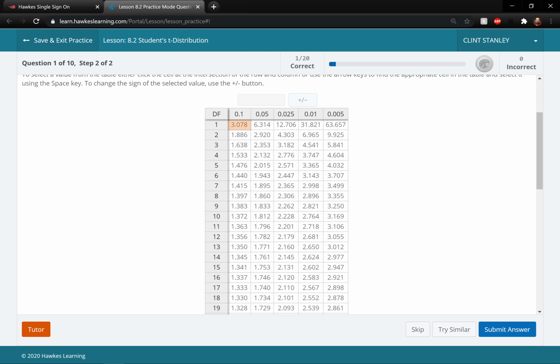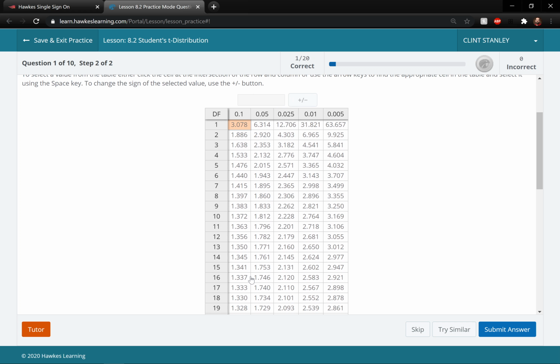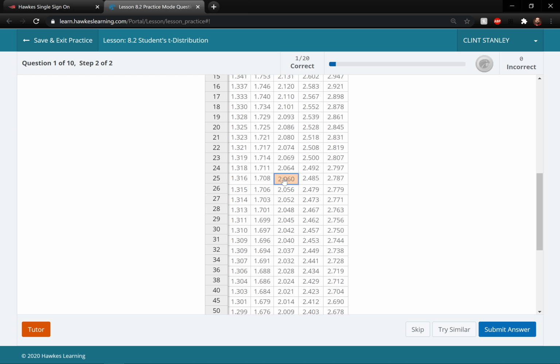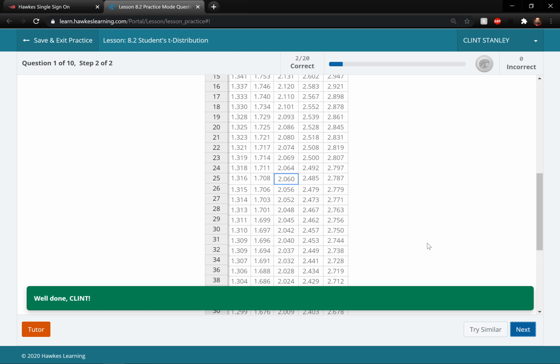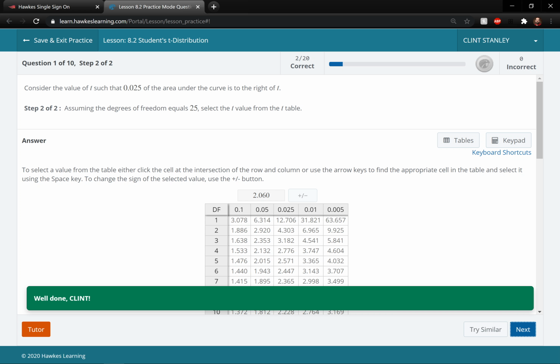Okay, so for degrees of freedom equal to 25, that's this row. And we've got 0.025 of the area to the right of t, so that's going to be this middle column. So 25 degrees of freedom, this middle column, we will get our t value. Okay, 2.060 would be our t value here. Since the area was to the right of t, that means we're going to have a positive value. If it was over on the left side of the curve, it's like the normal curve. Values on the left side would be negative, so you just change the sign to negative.